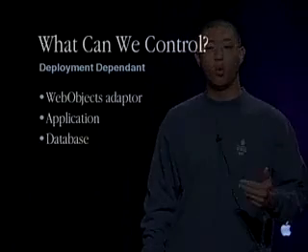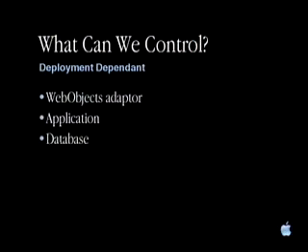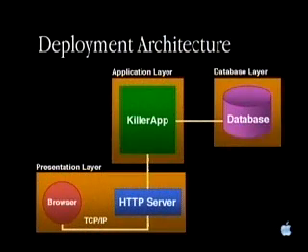So we're going to talk about what can we control, the areas that we're going to talk about today. And this is deployment dependent, and typically the things that you can tweak or control are the WebObjects adapter, the application itself, and the database. Well, tweaking the database is really something that's an entire profession unto itself, so we're really not going to go into that here. We're going to talk about the WebObjects adapter and the application. So what is the WebObjects adapter? We saw the deployment architecture from before, and the WebObjects adapter is what forwards the request from the web server to your application.